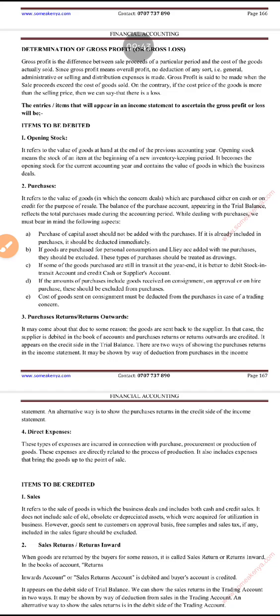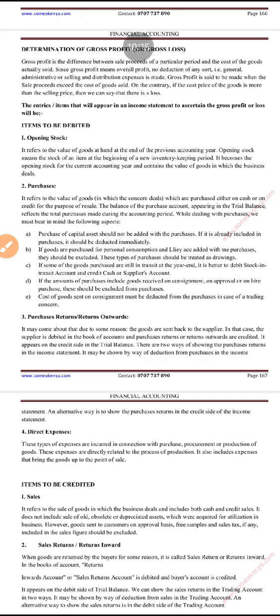So if the amount of purchases include goods received on consignment, on approval, or on hire purchase, these should be excluded as purchases. So the cost of goods sent on consignment must be deducted from the purchases in case of a trading concern. Then we have number 3, the purchases return or return outwards.